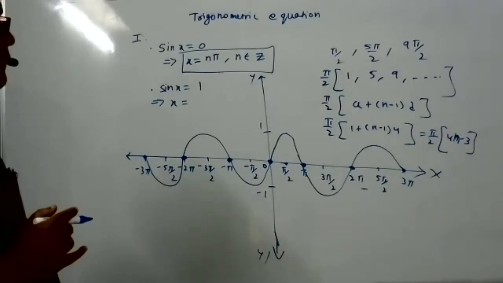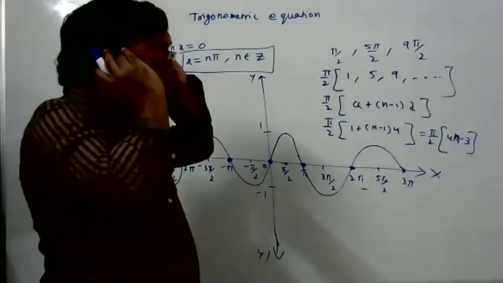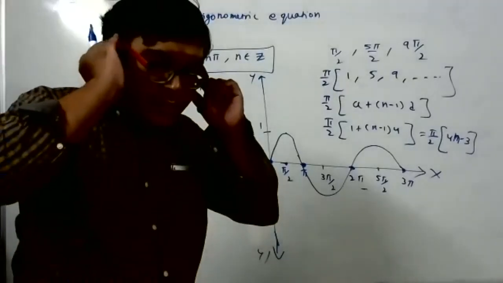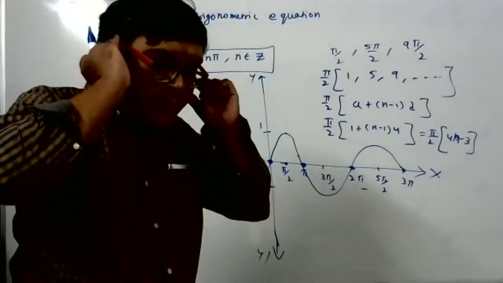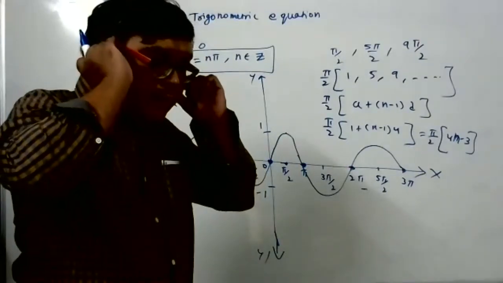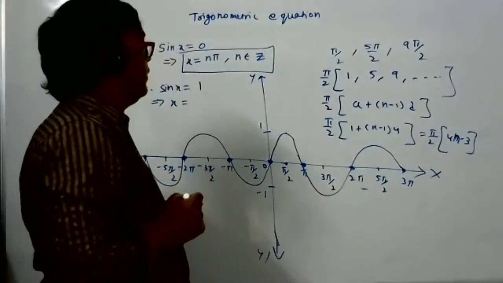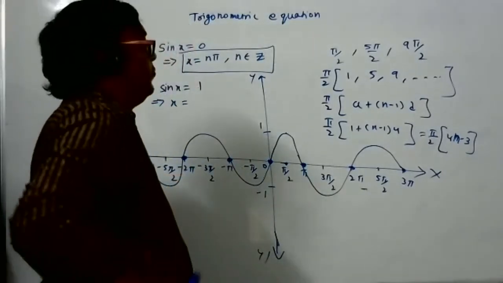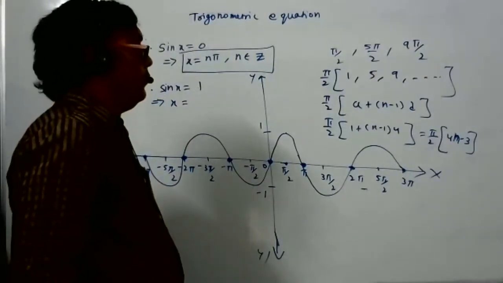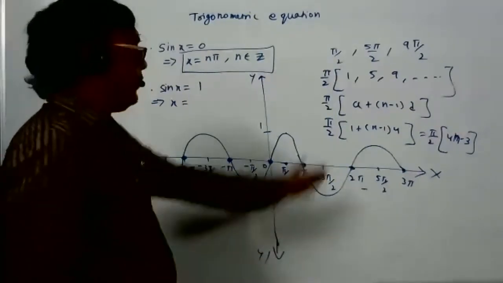Sir, I said 2n plus 1. Hello? Tell again. Please tell me. Sir, shouldn't it be 2n plus 1? 2n plus 1 will not help. 4n plus 1 is the answer. But we are not getting 4n plus 1 now.